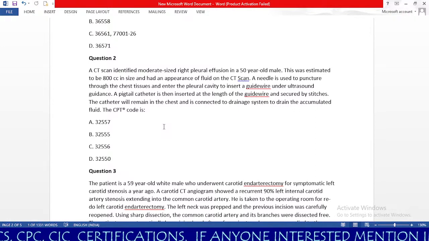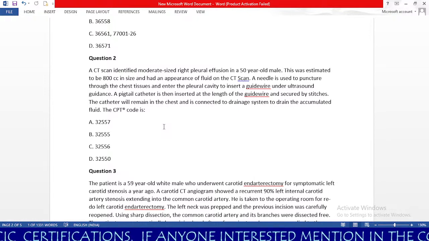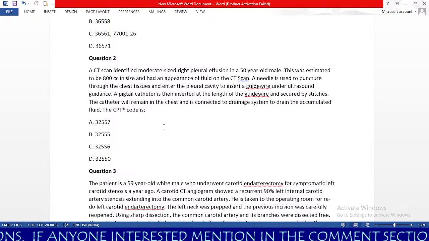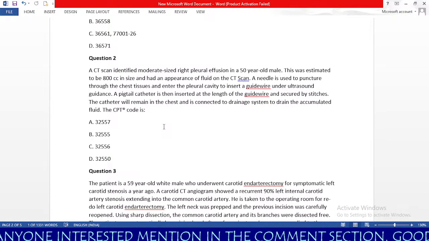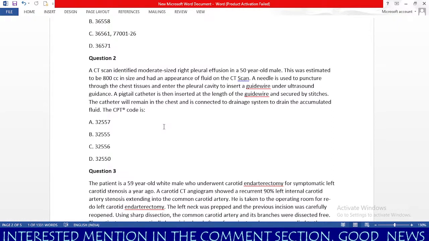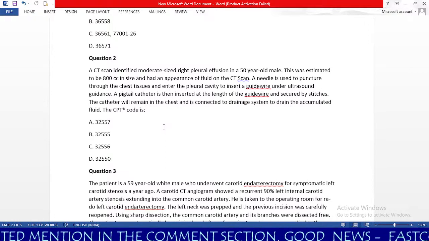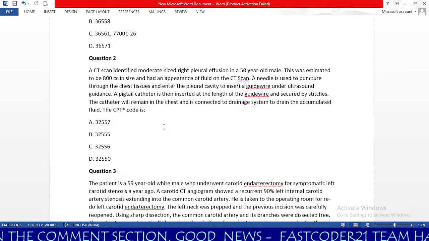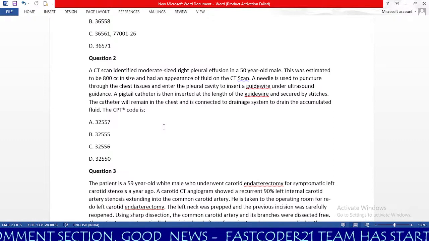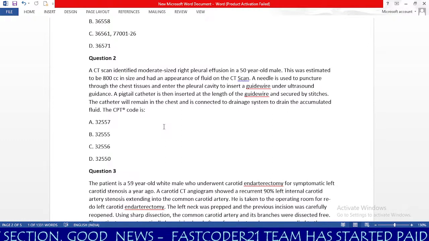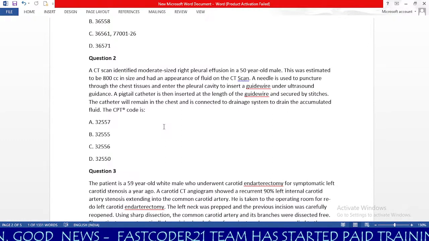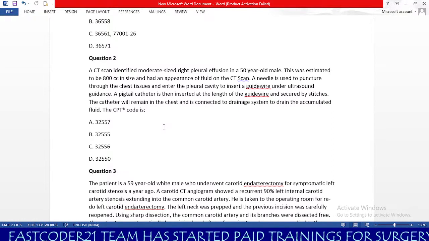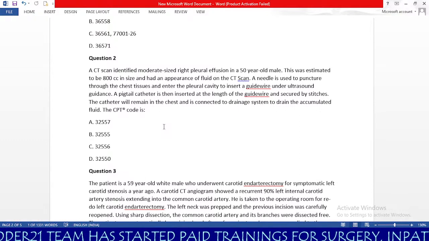So we need to eliminate here B and D. 32550, insertion of indwelling tunnel pleural catheter with cuff. So we need to eliminate 32550 and 32555. Yeah, correct. Next, we need to eliminate 32556. Here our answer is A, 32557. See there, pleural drainage percutaneous with insertion of indwelling catheter with imaging guidance. If you check the code description of 32557, it resembles our procedure performed.